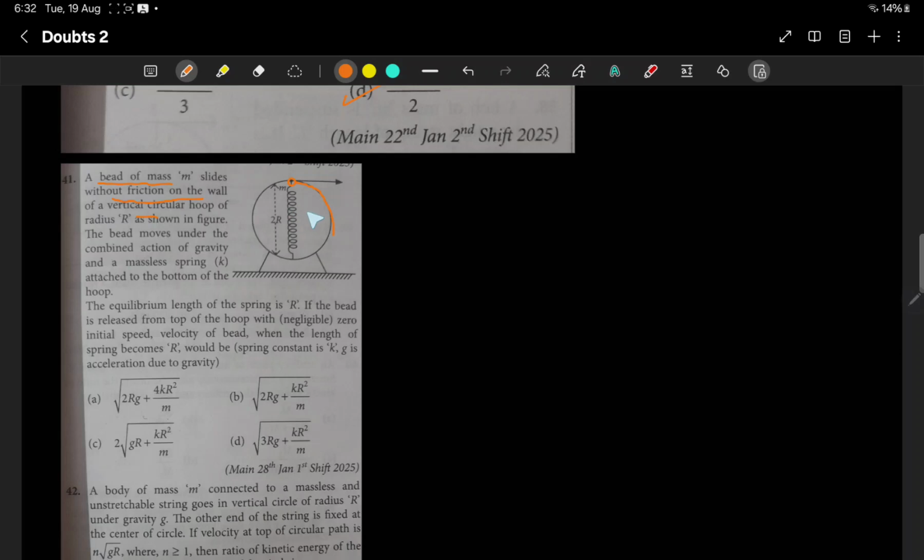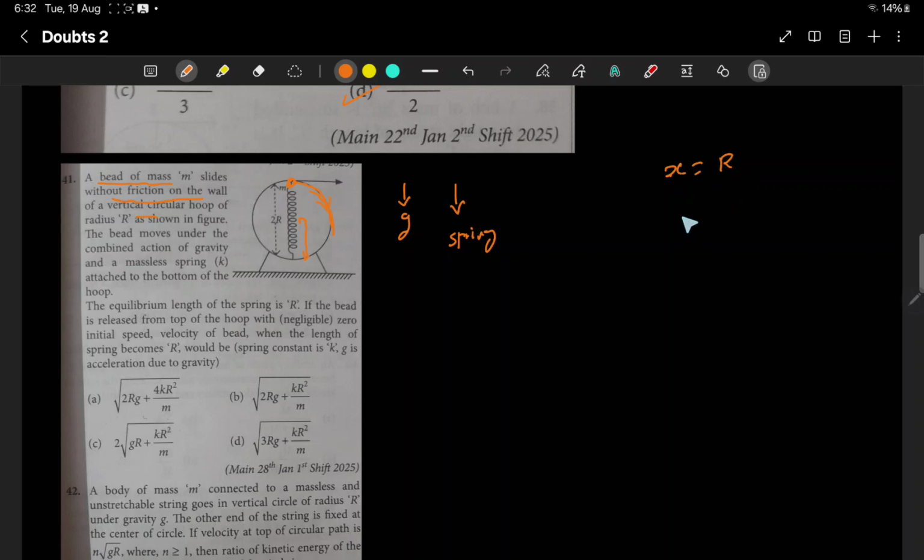So this spring is massless. This is going to move because of your gravity and also because of your spring. Because of both actions, it is going to move down. It is going to slide in this direction. Now the equilibrium length of the spring is r. So this is the equilibrium length of the spring. The spring is extended by a distance x, which is equal to r.